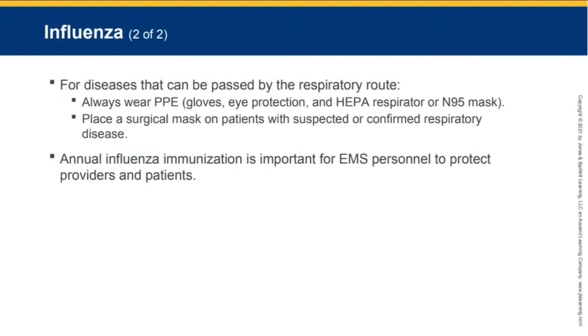All right, so for diseases that can be passed on by the respiratory route, we should always wear PPE, which includes gloves, eye protection, and your N95 mask at a minimum. You wash your hands frequently. Place a surgical mask on patients with suspected or confirmed respiratory disease. You wear your HEPA respirator or N95 mask during aerosol-generating procedures, such as when you're suctioning the airways, performing CPR, or assisting with endotracheal intubation.